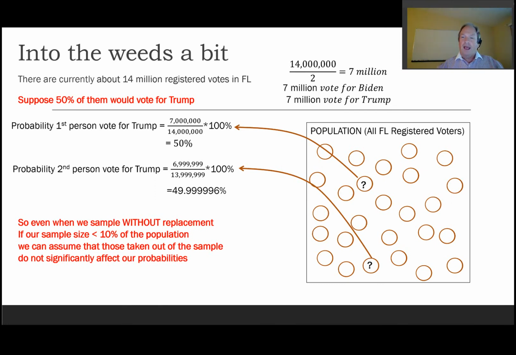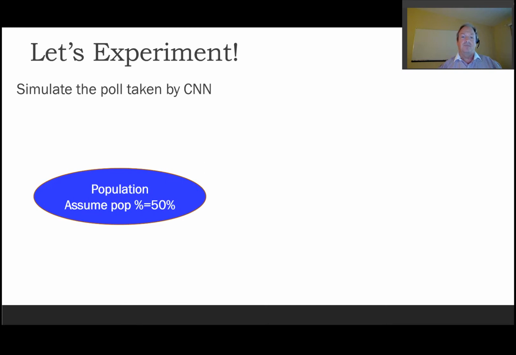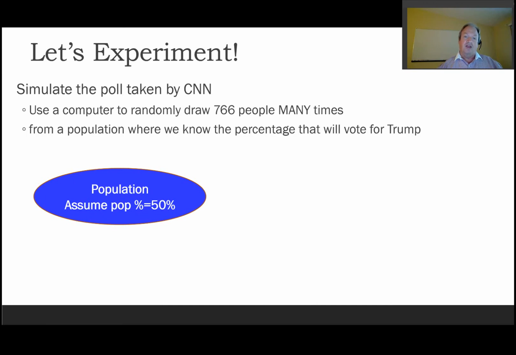Okay, so I want to do a little bit of experiments. We want to begin to understand what sample percentages look like. What we're going to do is simulate that poll in the introductory video I talked about from CNN. But unlike the poll which said it was 48% Biden, 48% Trump, we're going to assume the percentage that would vote for Trump in the population is 50%.